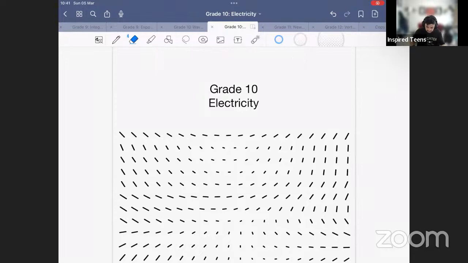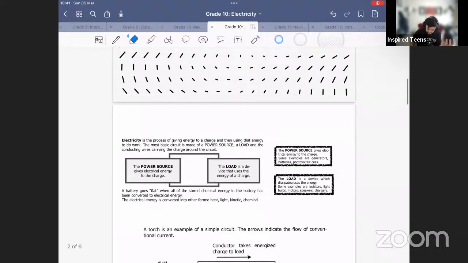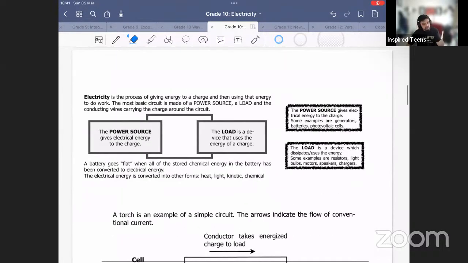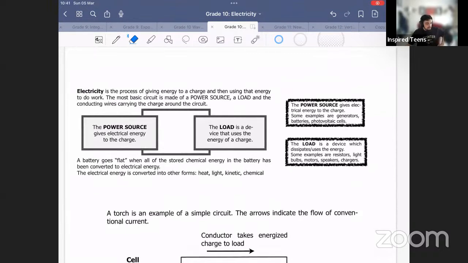Okay, so electricity, all right. Let us start off with some theory as we do. Everything's fine, right? I think you guys can hear me and everything's cool. Perfect. So electricity. Electricity is the process of giving energy to a charge and then using that energy to do work. So the application of electricity is part of every single aspect of our lives at this point. Most things that we do involve electricity.